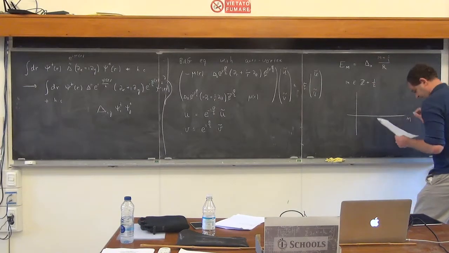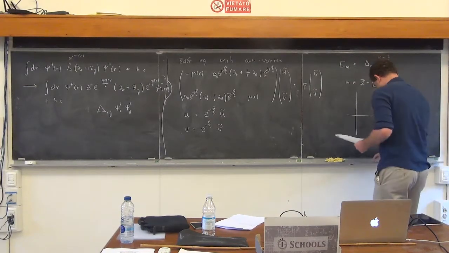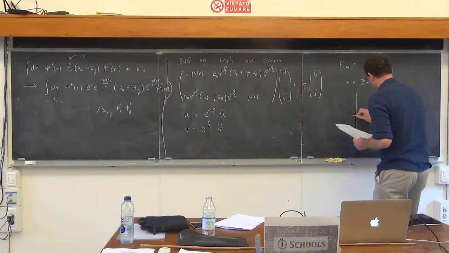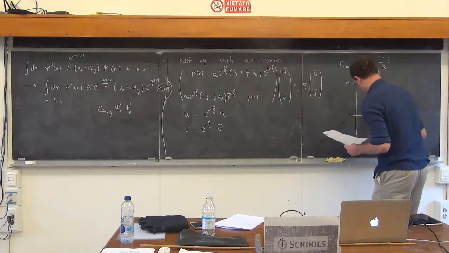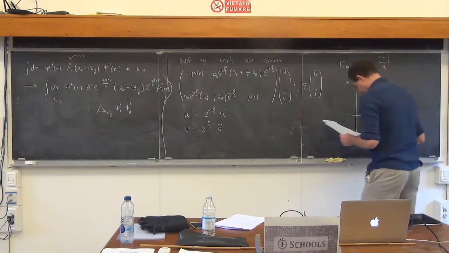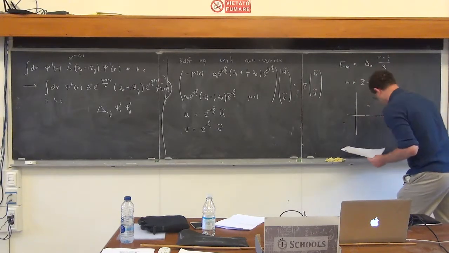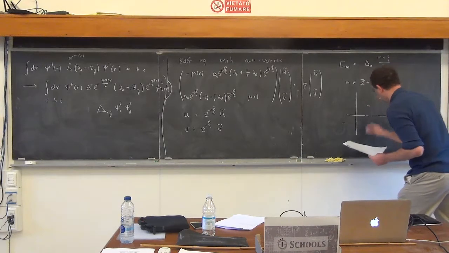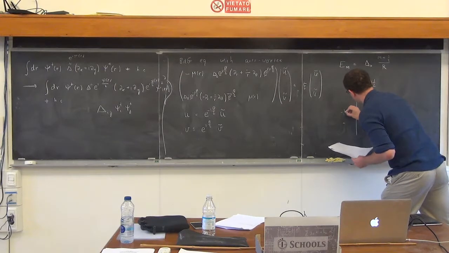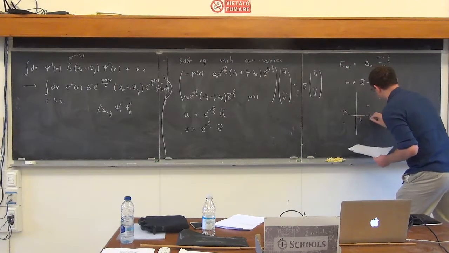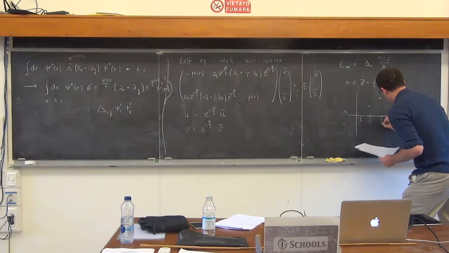This is m. Now the allowed values are actually here. This one is actually minus half. That's an allowed value of m. This is minus 3 halves. This is plus half, 3 halves, and so forth.